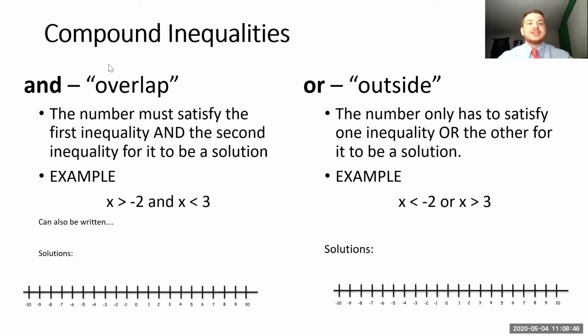So let's go ahead and talk about the two different types of compound inequalities. A compound inequality is just two inequalities put together, okay? And there's two ways that we can put those together. We can put them together with an and, literally the word and, or we can put them together with the word or. And the word that you choose has a big, big impact on the result. Because when you use and, we're talking about the overlap of those inequalities. The only numbers that would be solutions would be numbers that satisfy the first inequality and the second inequality.